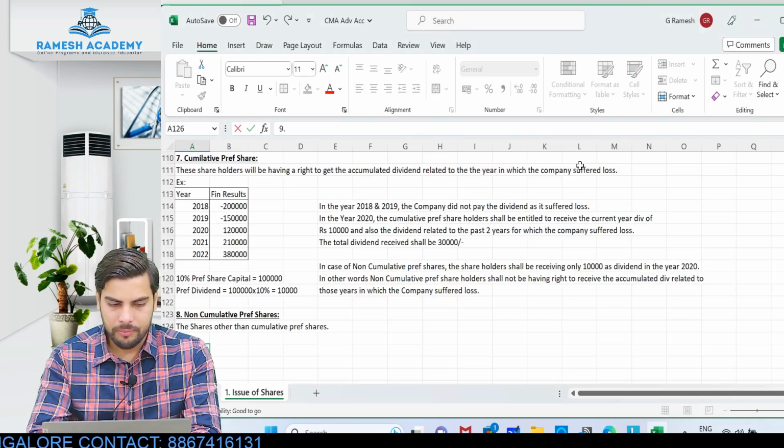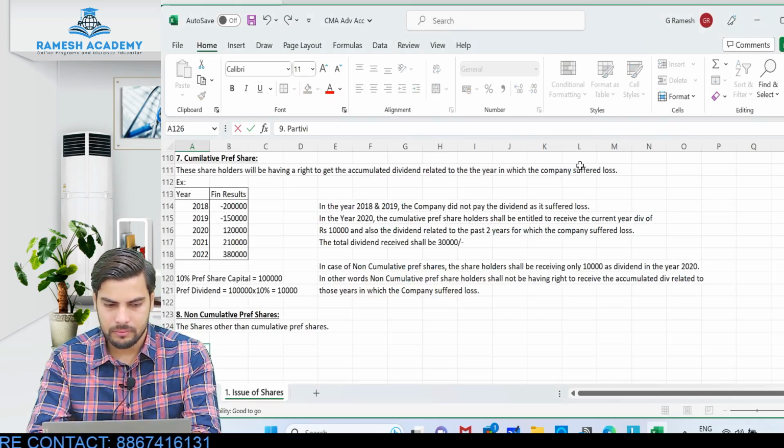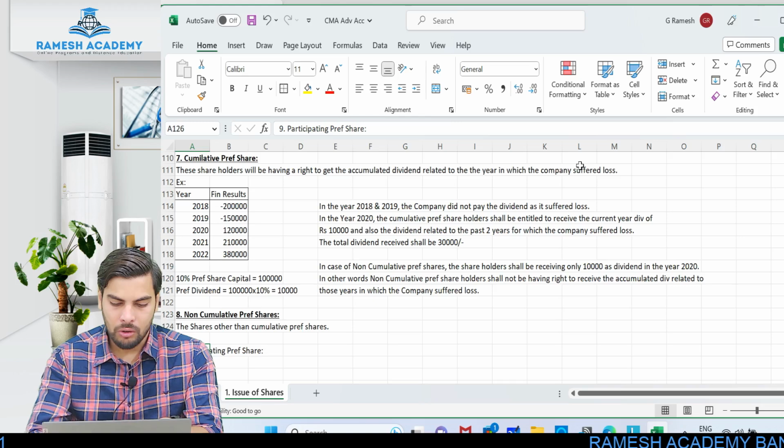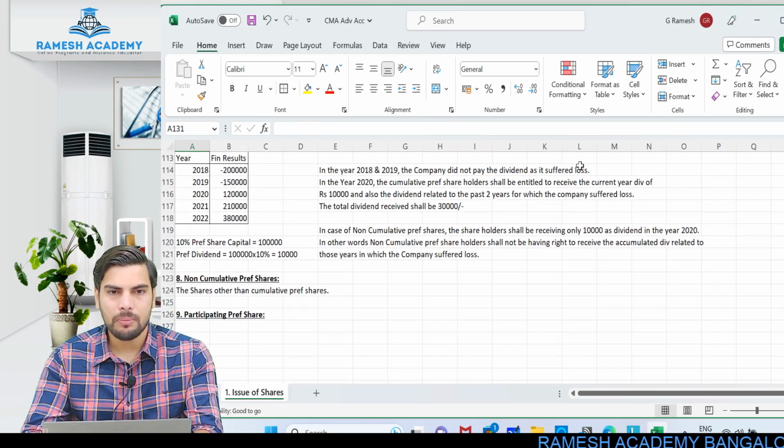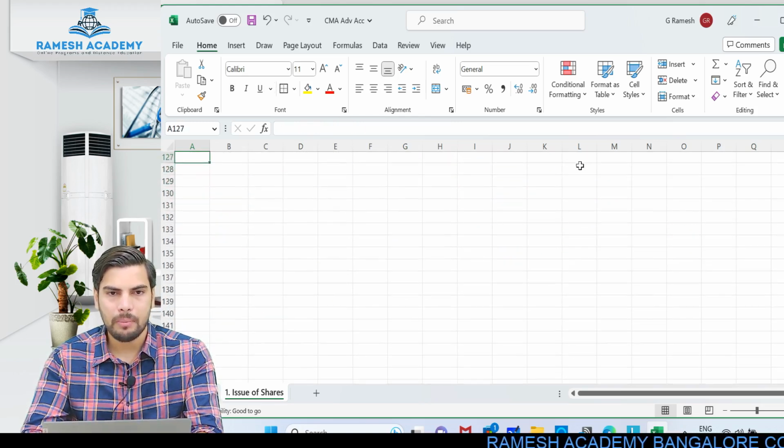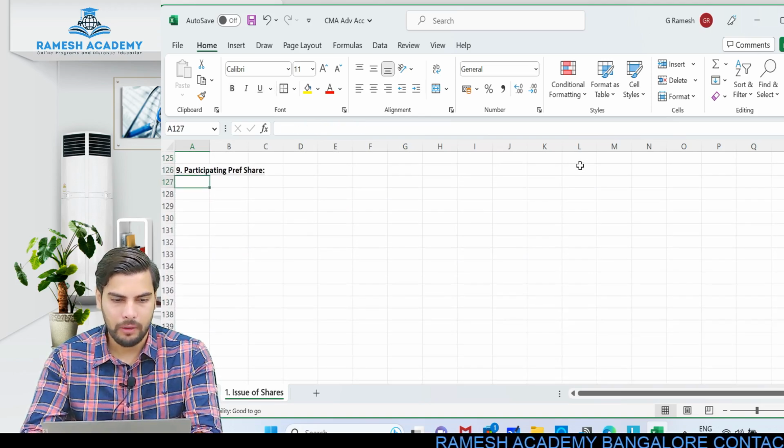So the next type of preference share is participating preference shares and non-participating preference shares. Now don't interpret it in this way. It doesn't mean that participating preference shares will be participating in the management of the affairs of the business. No.